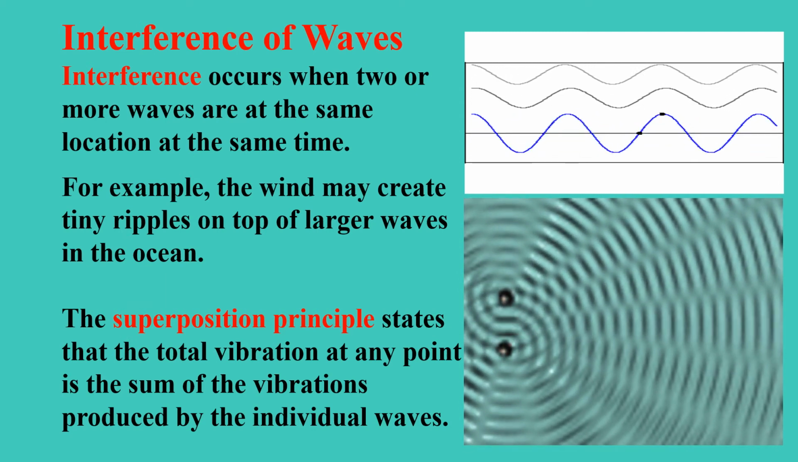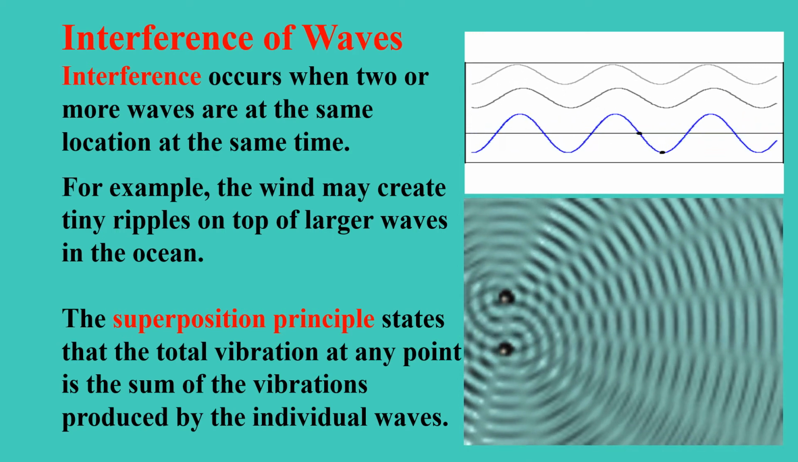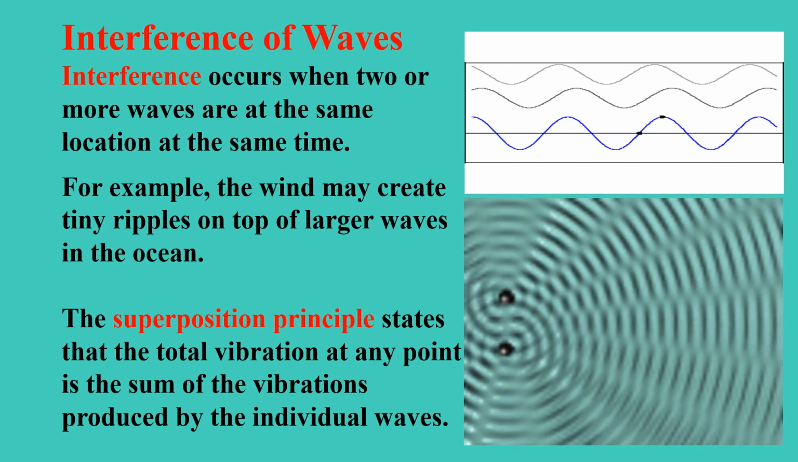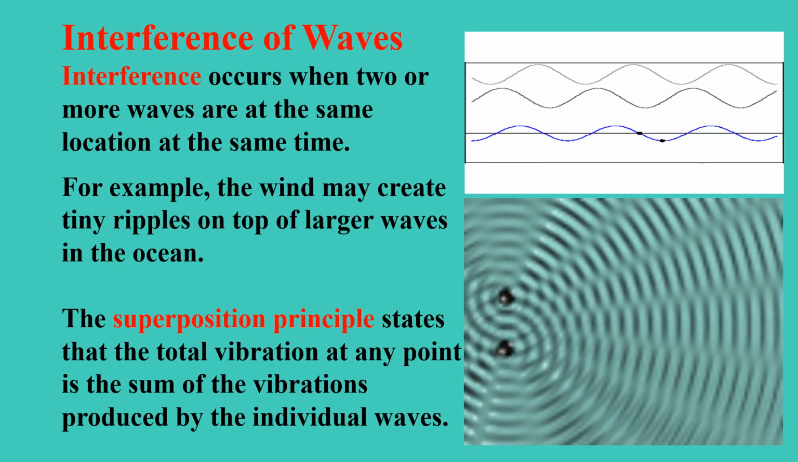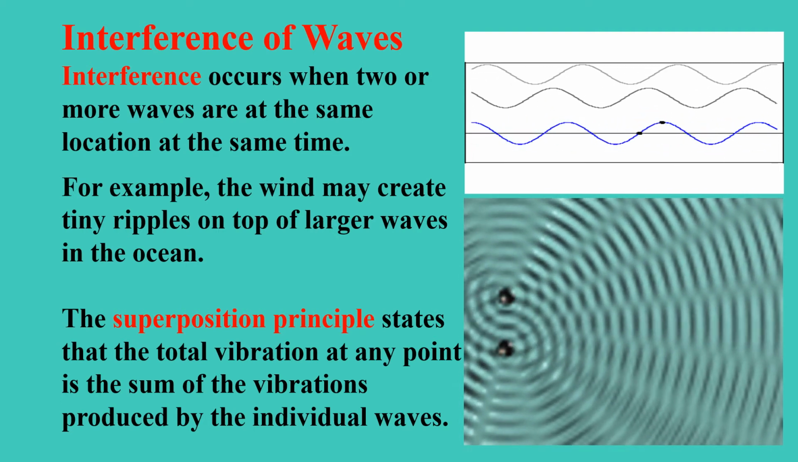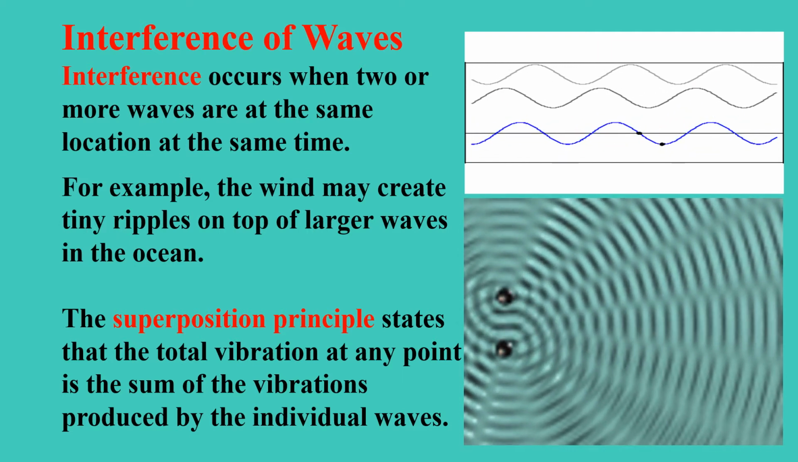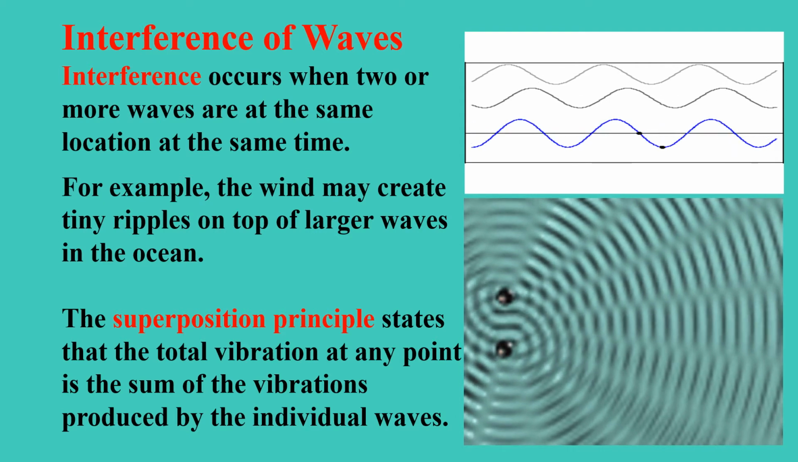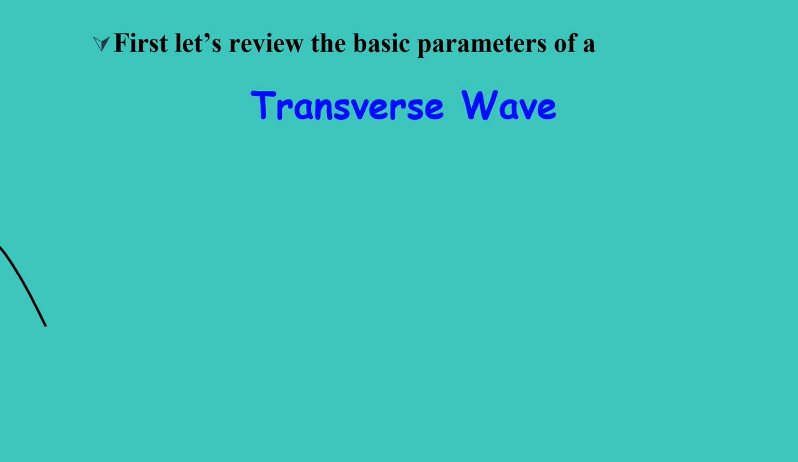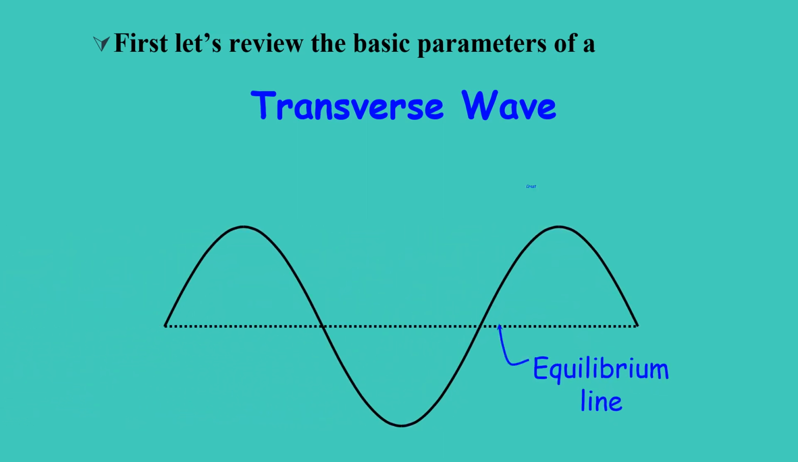Interference of waves. Interference occurs when two or more waves are at the same location at the same time. For example, the wind may create tiny ripples on top of larger waves in the ocean. The superposition principle states that the total vibration at any point is the sum of the vibrations produced by the individual waves. First, let's review the basic parameters of a transverse wave.